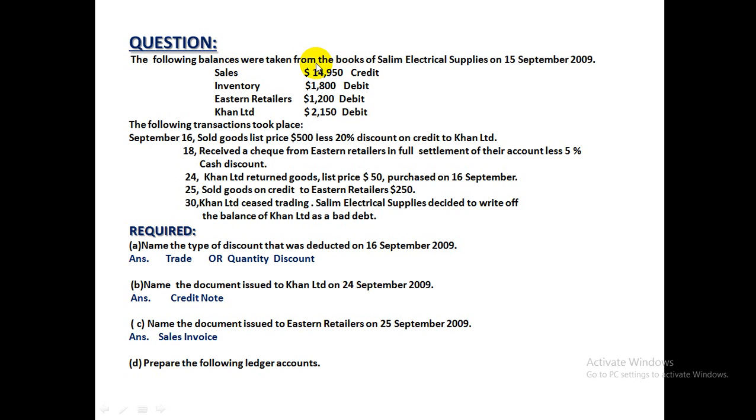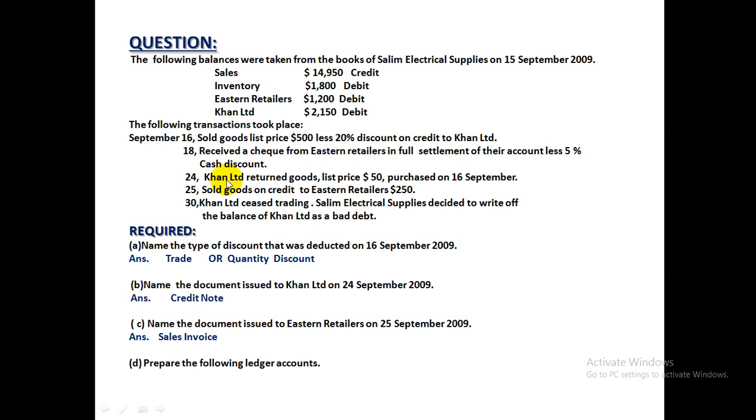The following balances were taken from the books of Salim Electrical Suppliers on 15 September 2009. Sales balance credit, inventory balance debit, Eastern Retailers trade receivable balance debit, Khan Limited trade receivable balance debit. The following transactions took place. We sold goods at a list price of 500 less 20% discount on trade credit to Khan Limited. We received a check from Eastern Retailers in full settlement of their account less 5% discount.